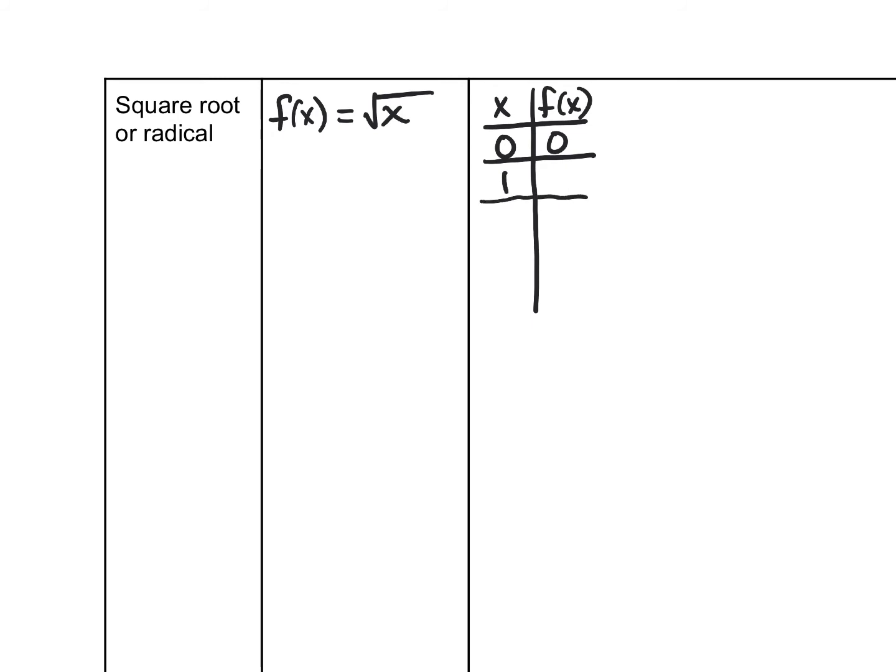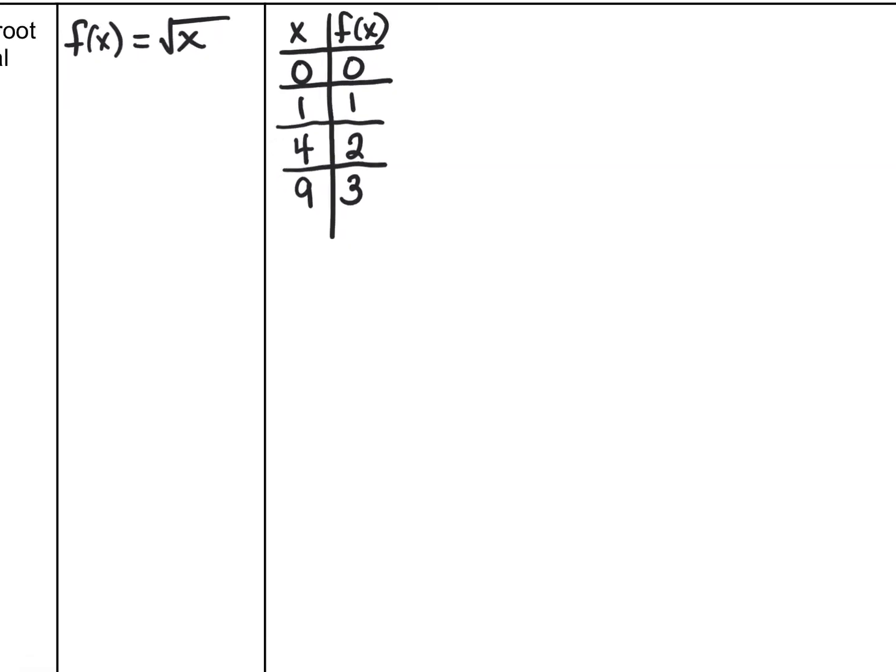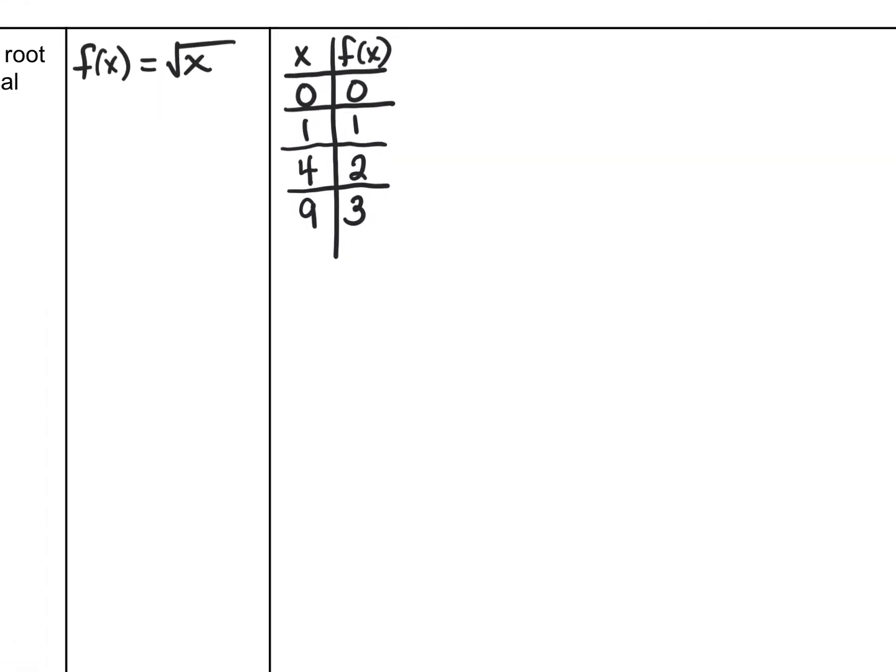What is the square root of 1? And then I'm going to skip to 4. Why? Yeah, because I don't want to deal with decimals, do I? Square root of 4 is? And if I wanted to, I could do 9 and 3, couldn't I? So let's graph this guy and see what we get.